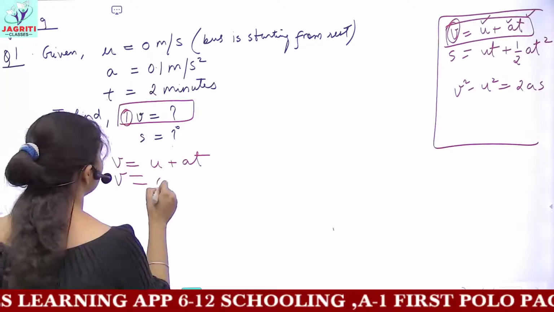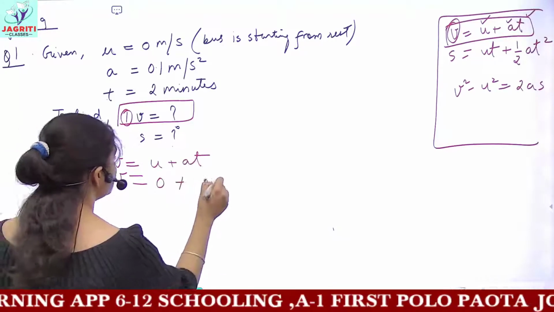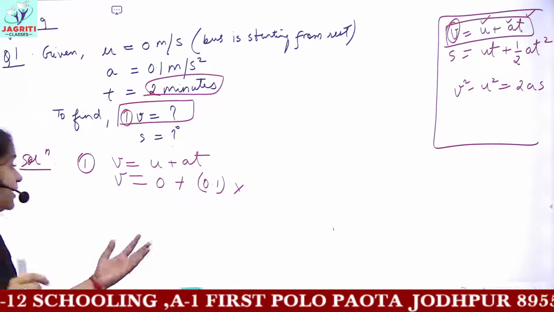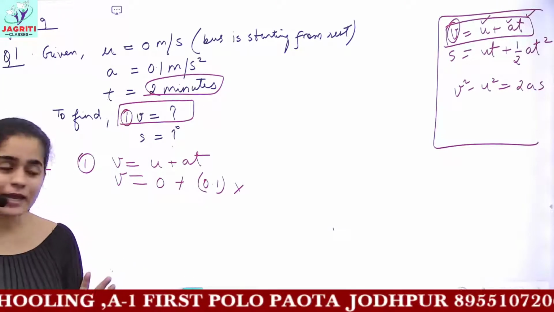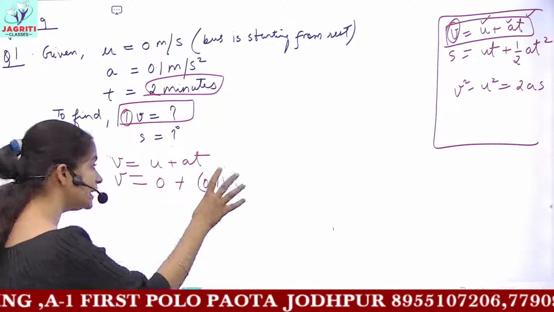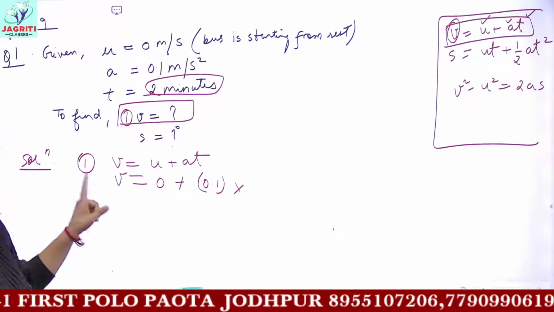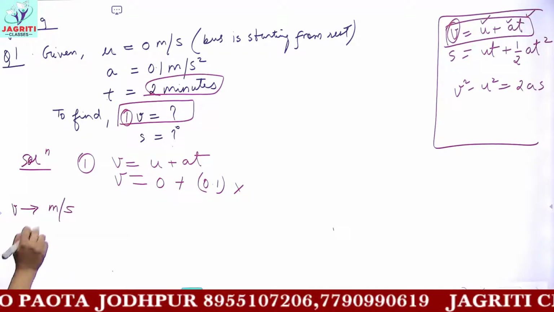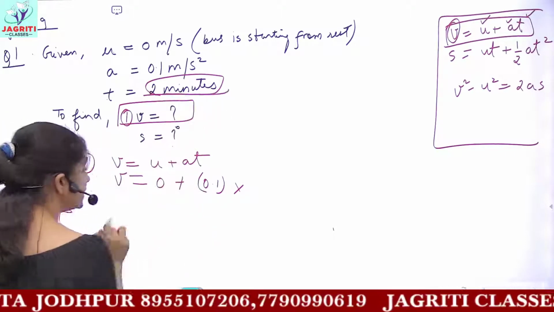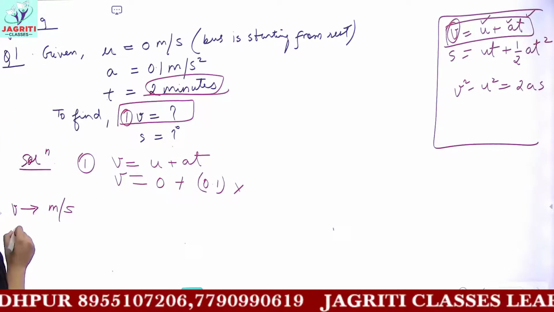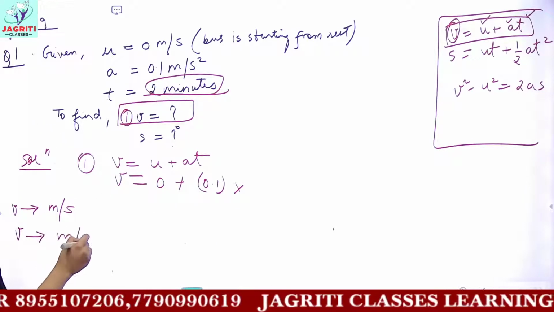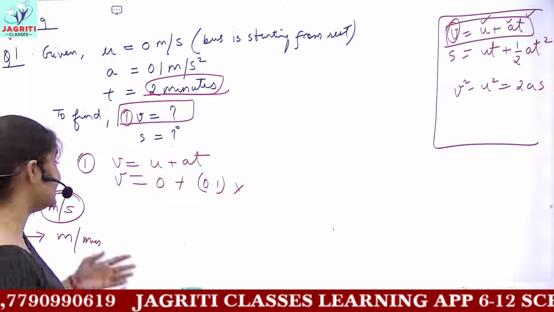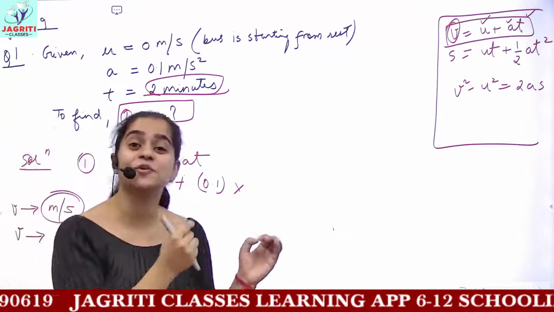So u is 0, plus a is 0.1, and time is 2 minutes. We need to find every answer in SI units, okay? It is not wrong if you put 2 here, but then your answer would not come in SI units. The SI unit of velocity is meter per second. If you put the time in minutes, the answer would be in meter per minute. But we are required to find everything in SI units. It is accepted as the standard unit for calculation.